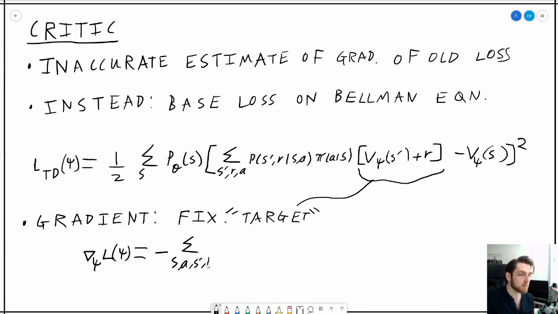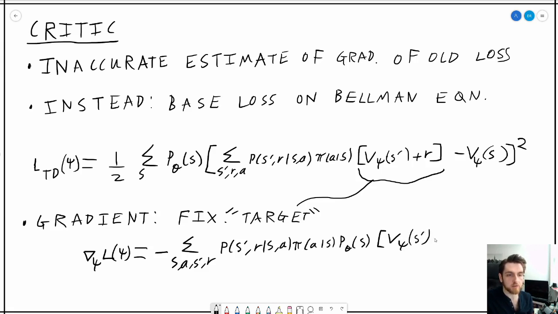And then we just have a sum over the state, action, next state, and the reward, with the environment and the policy and the probability of being in that state to start with, and then we just have the difference between our prediction and the reward and our prediction for the next state and the reward and our previous for the current state. And that's multiplied by the gradient of the value.